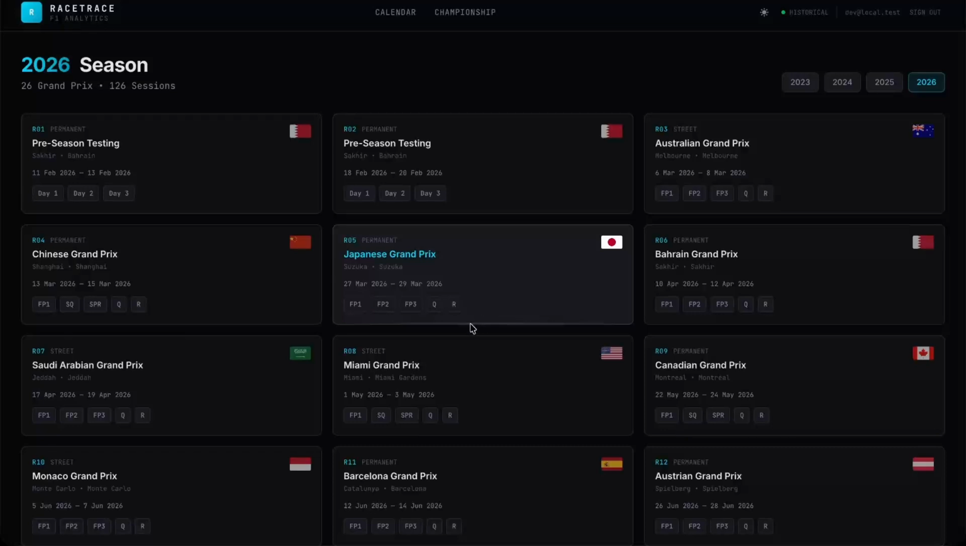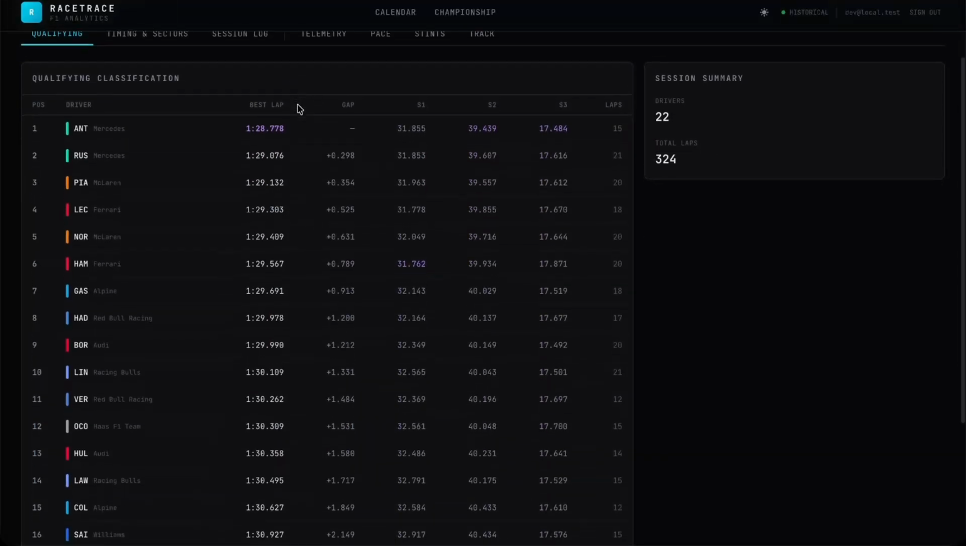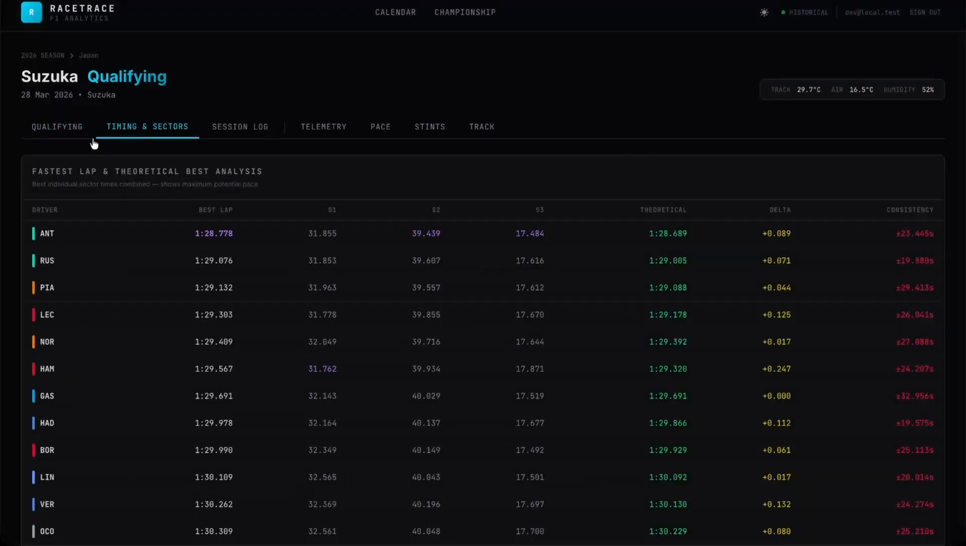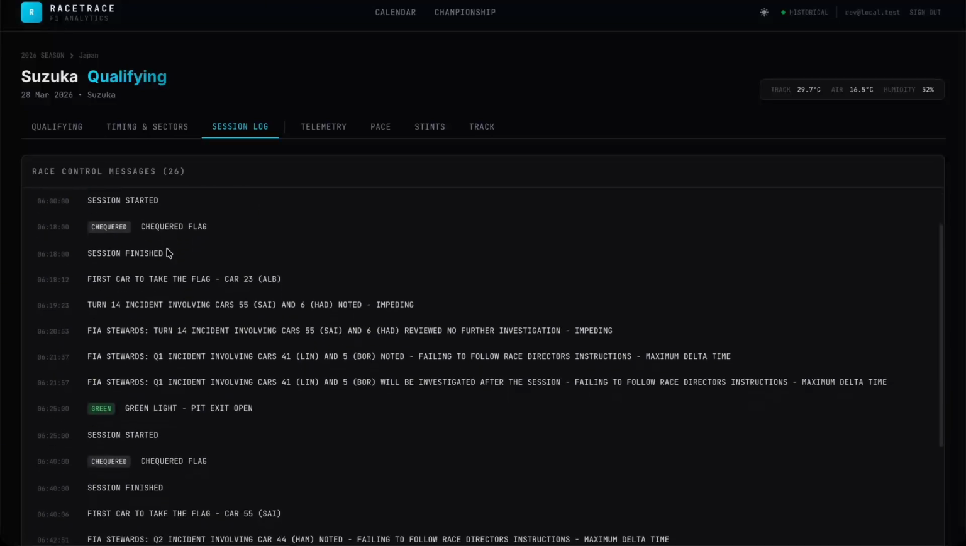Let's start by taking a look at the Japanese qualifying session from 2026, just to take a look at some of the features. So we can see a summary of the session, who was fastest and where they were fastest. We can also delve deeper into the timing and the sectors, looking at the fastest lap and theoretical best analysis. So again, here we can see that Antonelli was the fastest ahead of George Russell. We can also take a look at the session log. So this is messages coming straight from race control, summarized for us to see here.